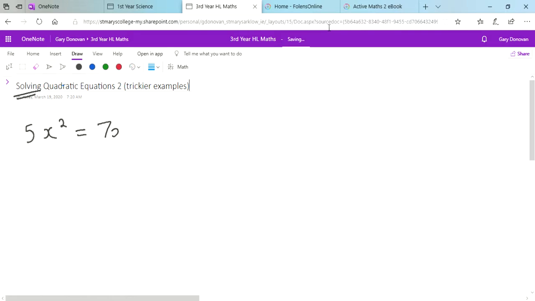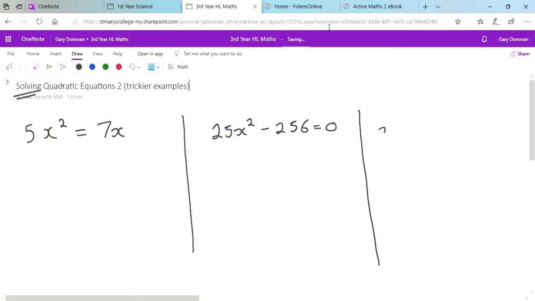So here's an example of one, 5x squared equals 7x. An example of another one would be 25x squared minus 256 equals 0. And an example of another one would be 3x squared plus 7x minus 20 equals 0. So the first one looks like a very simple equation, and there's actually two ways you can solve this, but I'll show you the way that we did it in the last lesson as well. In the last lesson we had blank plus blank equals 0, but the only difference with this equation is it's not arranged in that way.